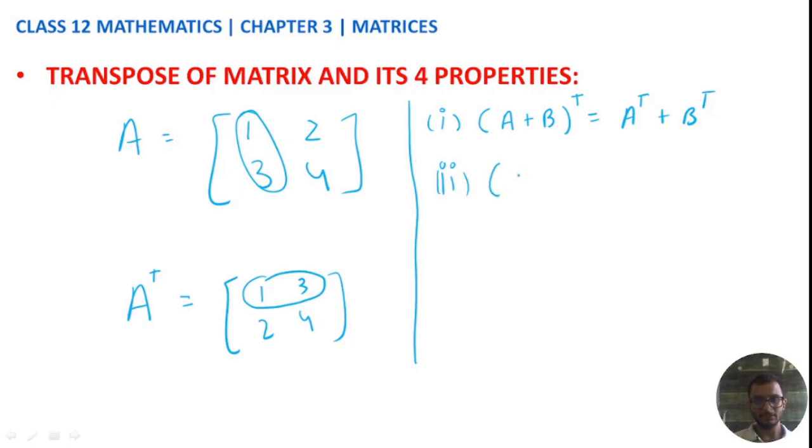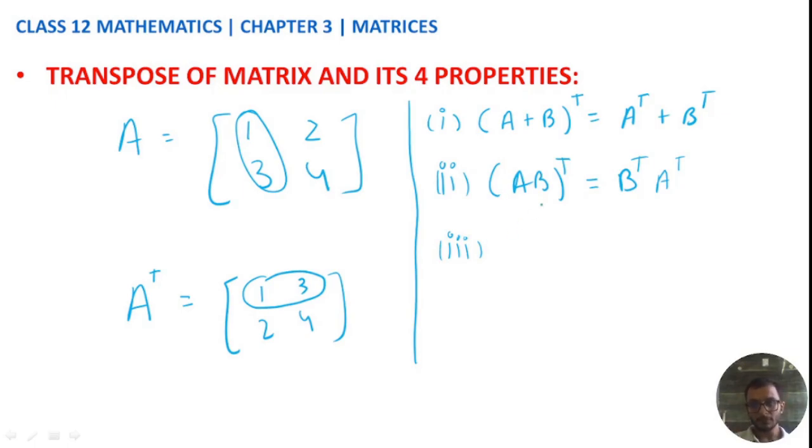Now next is AB transpose. Here you will be thinking that it will be A transpose into B transpose, but here the reverse law happens. What is the reverse law? The second element will come first and the first element will come second. That is, it will be B transpose A transpose. You should remember it. If you practice, you will have lots of questions involving this and you will then directly recall it.